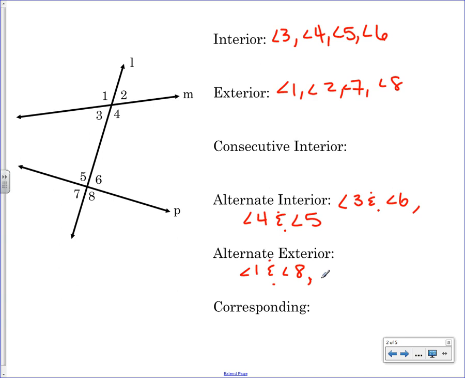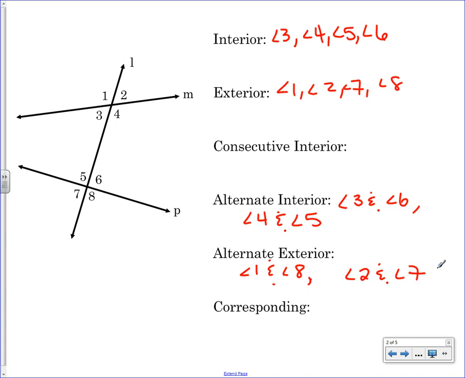Say it again, I didn't hear anybody. Angle 2 and angle 7, very good. Angle 2 and angle 7. Do you see how easy this is if you just break down what it actually means, the name? Alternate means opposite sides, exterior means outside, right?